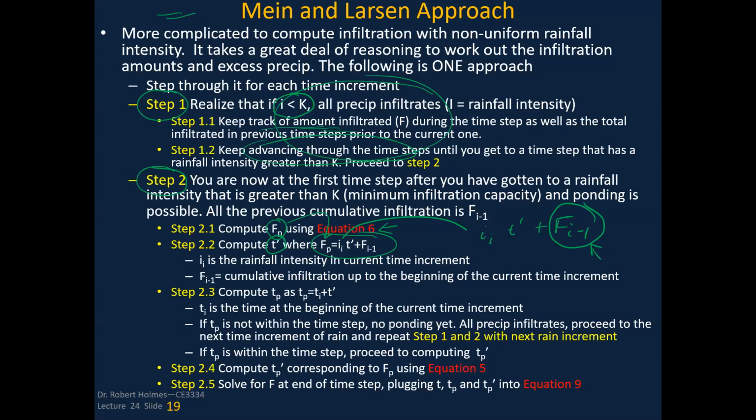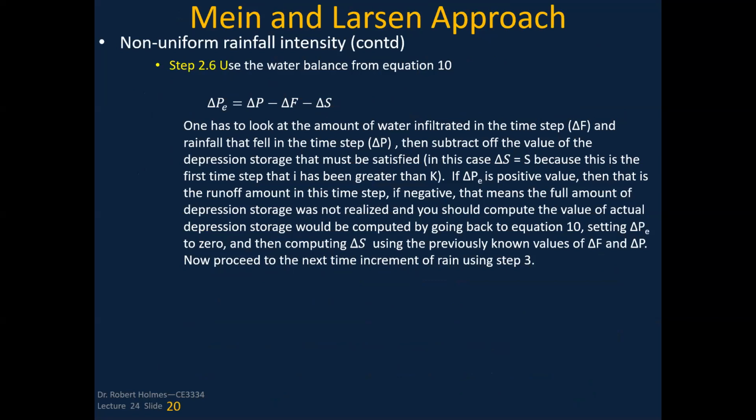And so as we go through that, you calculate the T sub I, and then you get this time to ponding Tp, and then you get the Tp prime, and then you solve for F, plugging that into equation 9, which uses the Tp and the Tp prime. And then step 2.6 is where all the thoughts get put together.